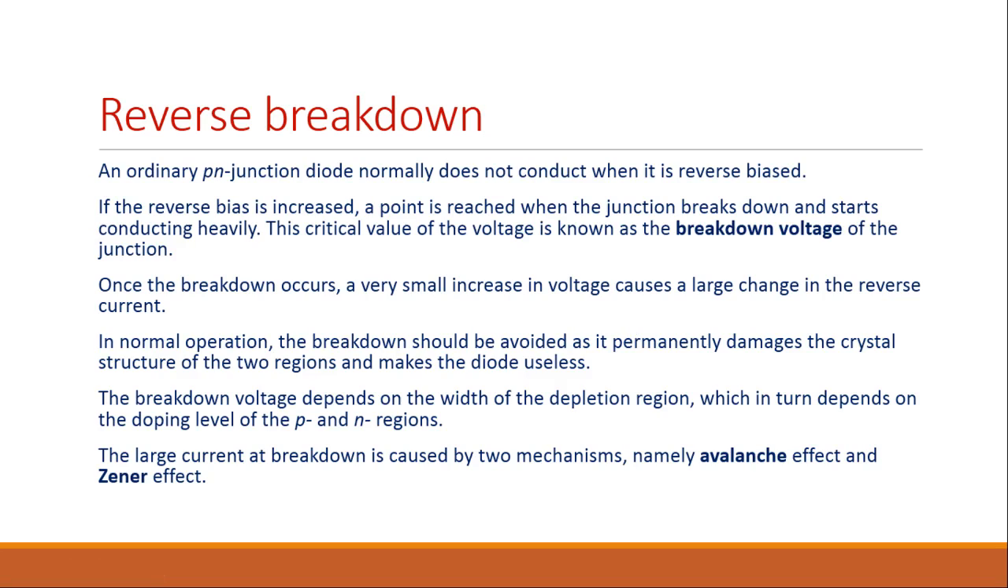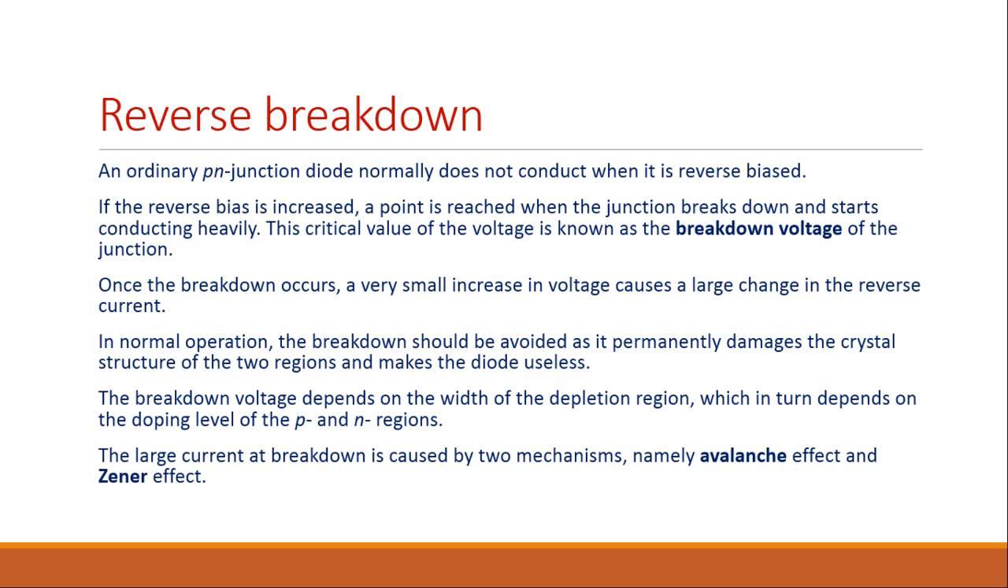Now, what is reverse breakdown? An ordinary PN junction normally does not conduct when it is reverse biased, as we have seen just now. But if the reverse bias is increased, a point is reached when the junction breaks down and starts conducting heavily. This critical value of the voltage is called the breakdown voltage of the junction. Once the breakdown occurs, a very small increase in voltage causes a large increase in the reverse current. The resistance offered by the junction will be nearly 0 at this point.